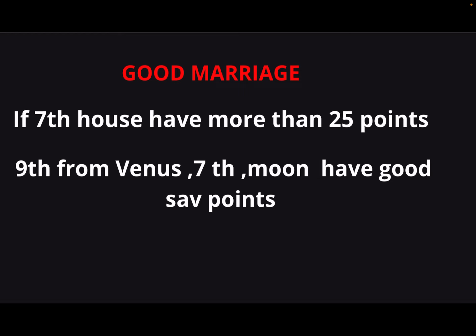Now similarly, the 9th from Venus is very crucial for the luck factor, the prosperity factor, and the success factor in your life. If the 9th from Venus has more than 30 points, it is really good. Similarly, the 7th from Moon should also have a good number of points. It also ensures a blissful marriage. But added to this, we should also see how it plays in the D1, the other combinations of a good match. But this is an added perk.